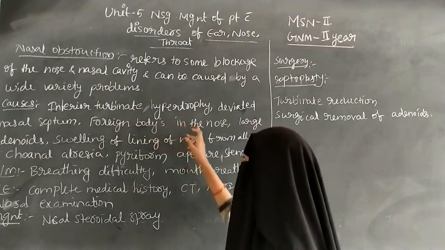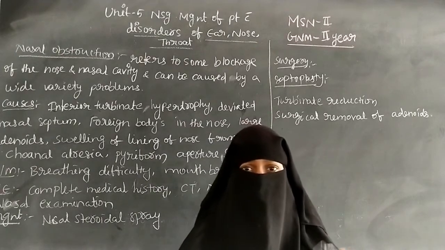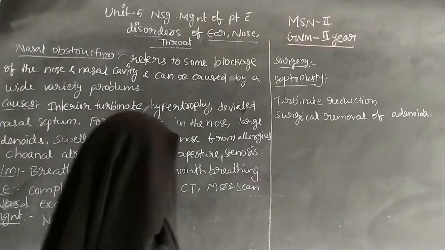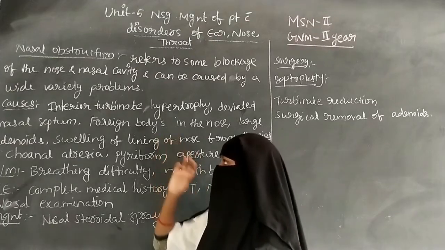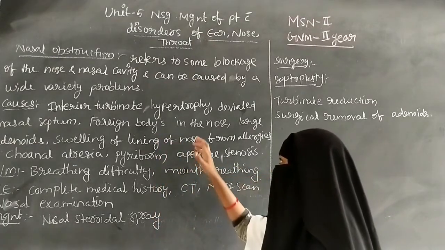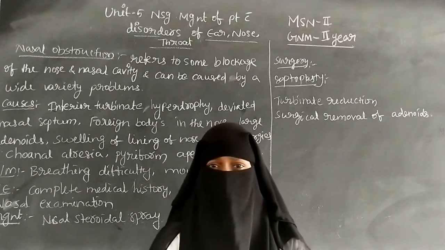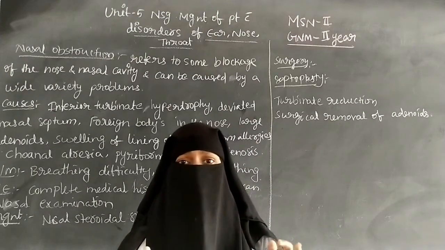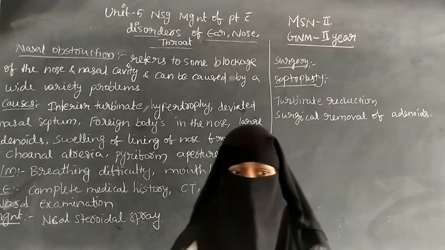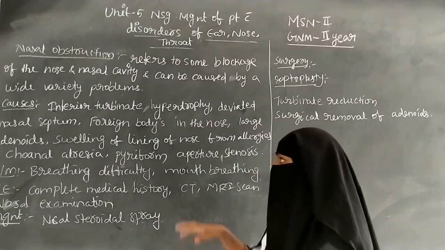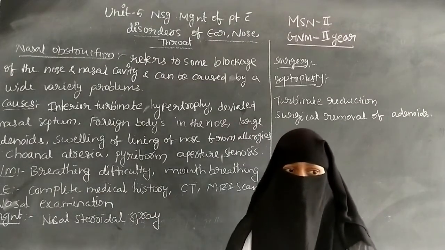And the next one is foreign bodies in the nose. Foreign bodies like any insects or chalk pieces, or a pencil, can be put into the nose by children. Because of any foreign bodies, the presence of them in the nose also causes nasal obstruction, that is, blockage of the nose.